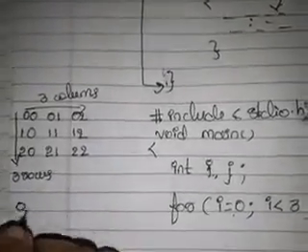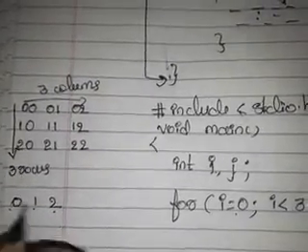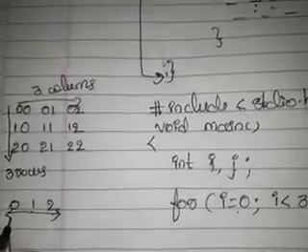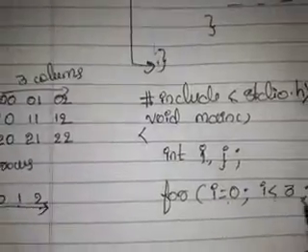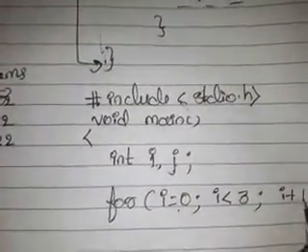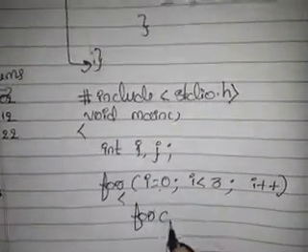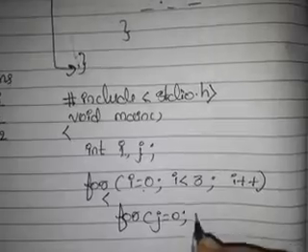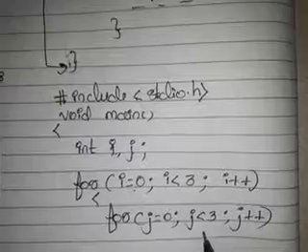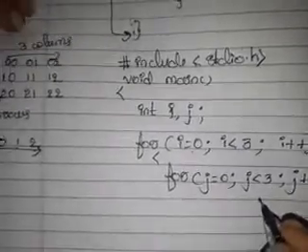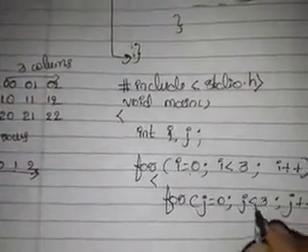I need to have 3 rows: 1, 2, 3. That's the 0th row, first row, second row. All these values are less than 3. That's why I have taken less than 3, and every time it should be incremented by 1. Next, I will be taking one more for loop: j is equal to 0, j less than 3, j plus plus. Why have we taken this? I want to represent the three columns in the same way as the rows. 0, 1, 2, they are less than 3. That's why I have taken less than 3.